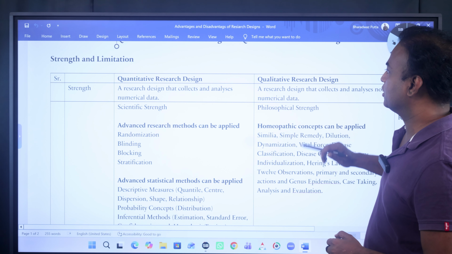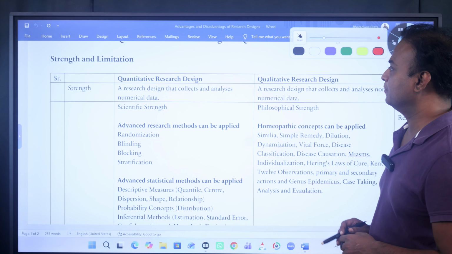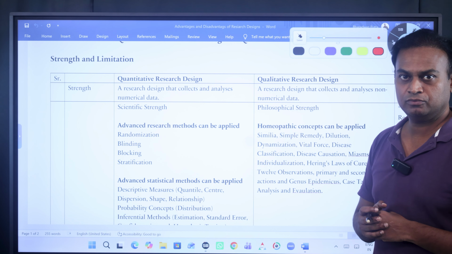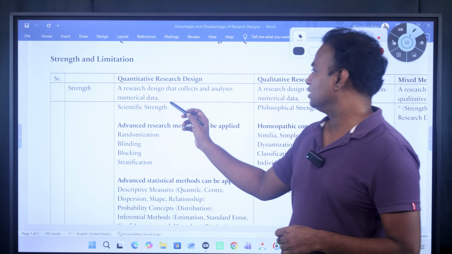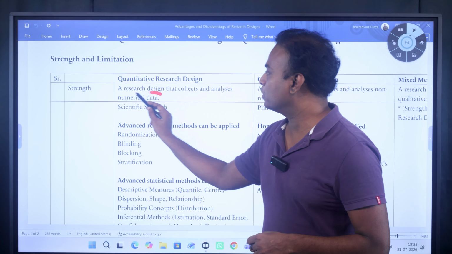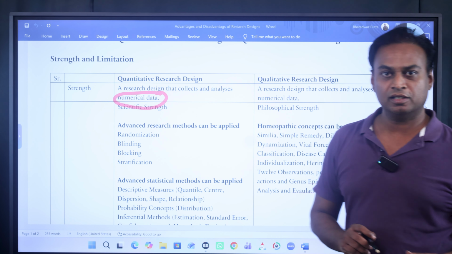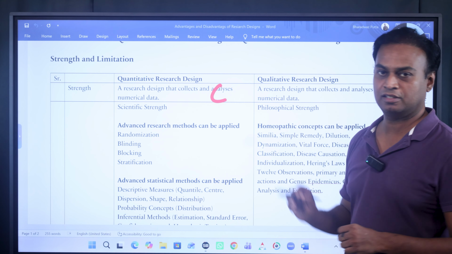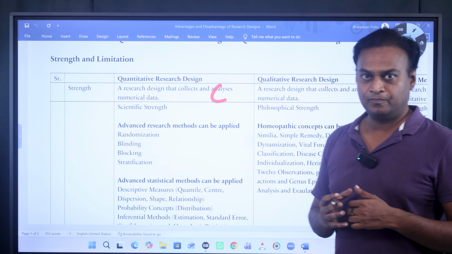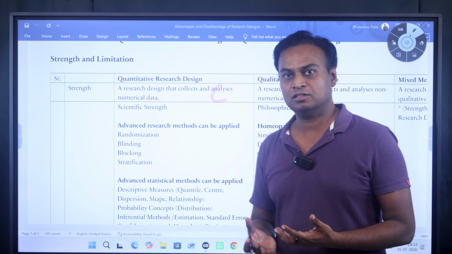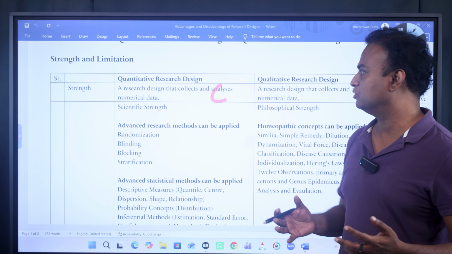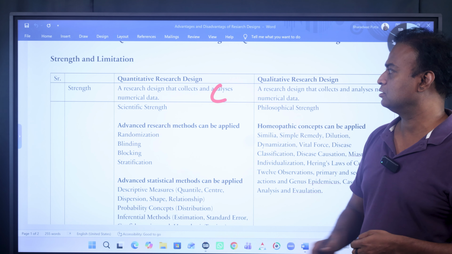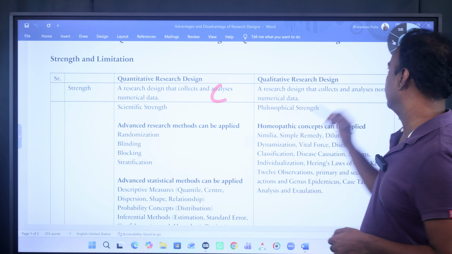So, first one, let's take quantitative research design. Initially, we need to understand what quantitative research design is. It is a research design that collects and analyzes numerical data. What is numerical data here? It can be both discrete and continuous data. When you are collecting numerical data through your research, it can be both discrete and continuous. That type of research is known as quantitative research design.